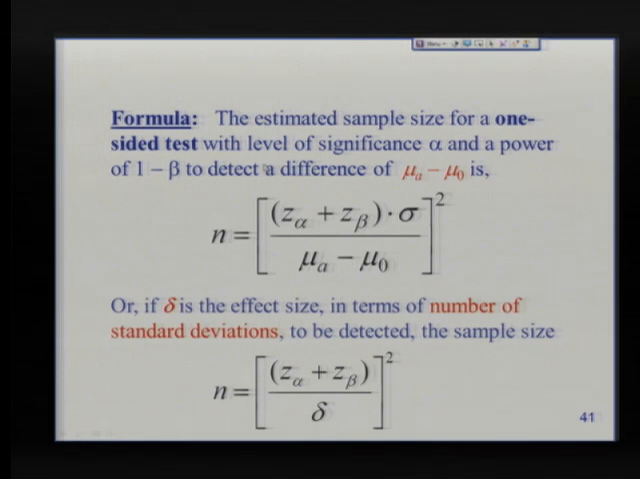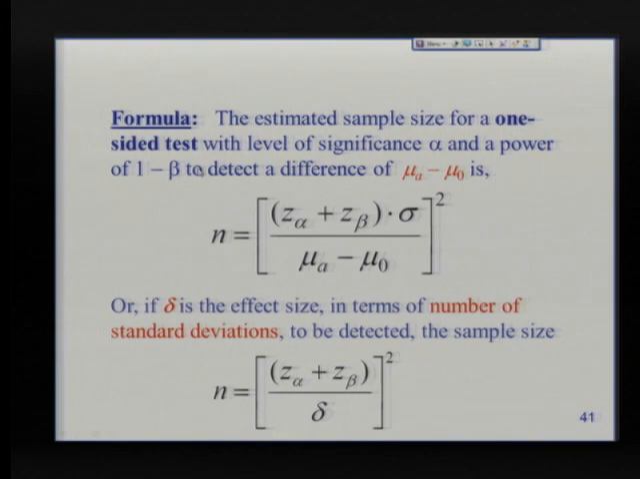So what you do is put in the z-score based on alpha and the z-score based on beta, and put in the standard deviation and the effect size squared. That's the sample size you need, right? In order to achieve that goal for power, 1 minus beta.